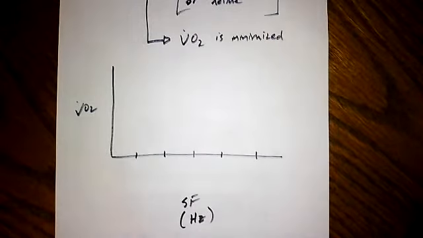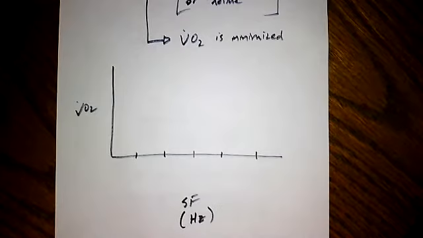So a typical stride frequency for running would be 80 strides per minute. Like if I had you run in a lab, you would probably run at about 80 strides per minute. Well, that turns out to be about 1.3 hertz.